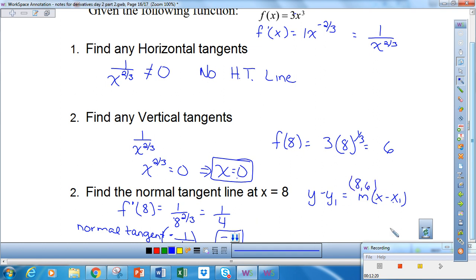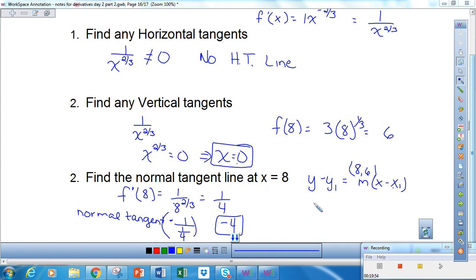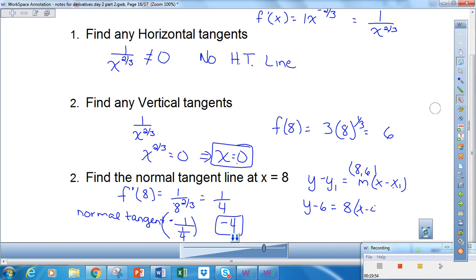My slope is negative 4, so I have y minus 6 is equal to negative 4 times x minus 8. Right, I put the things in the wrong place. Negative 4 times x minus 8.